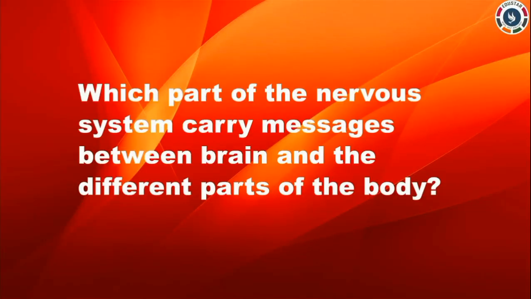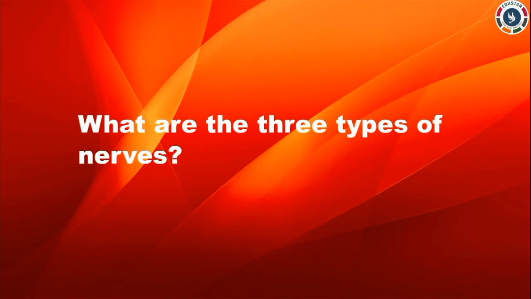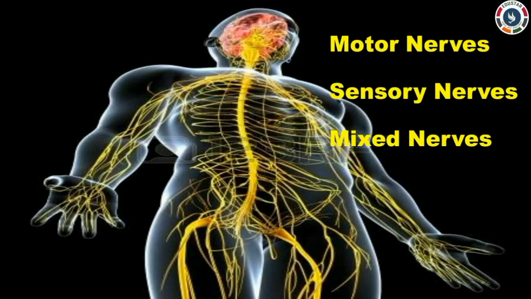Which part of the nervous system carries messages between the brain and the different parts of the body? Very good, dears. It is nerves. Nerves carry messages between the brain and the different parts of the body. What are the three types of nerves? They are motor nerves, sensory nerves and mixed nerves.